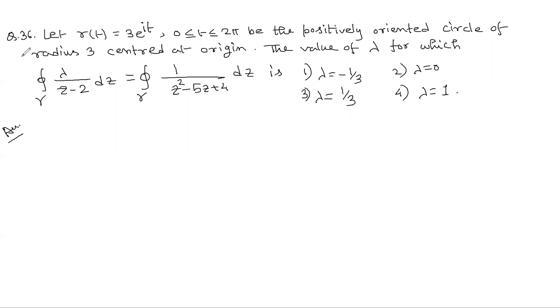Last question, question number 36 in booklet A. Let gamma(t) equal to 3 e power it, t varies from 0 to 2 pi, be a positively oriented circle of radius 3 centered at origin. So this is the circle of radius 3 centered at origin (0, 0).